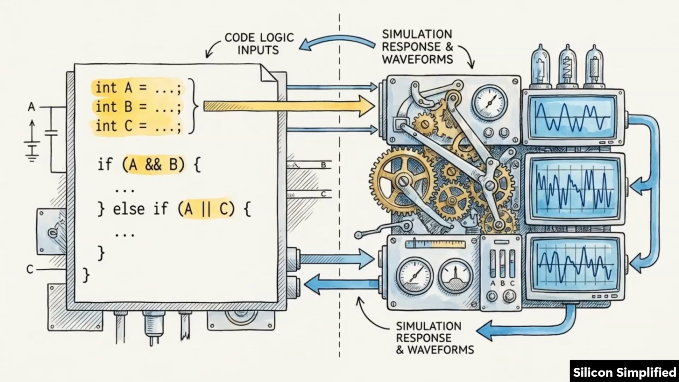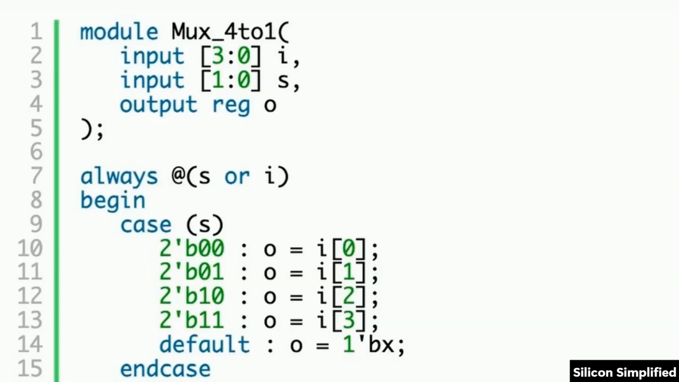Beyond data types, behavioral modeling comes with a strict simulation rule. A procedural block must completely reevaluate its outputs anytime any of its inputs change. This Verilog 4-to-1 multiplexer has an explicit sensitivity list on line 7, dictating when the block executes.